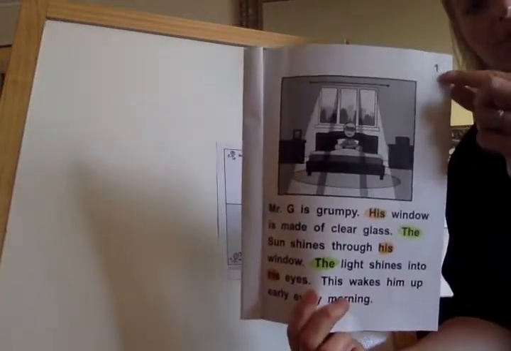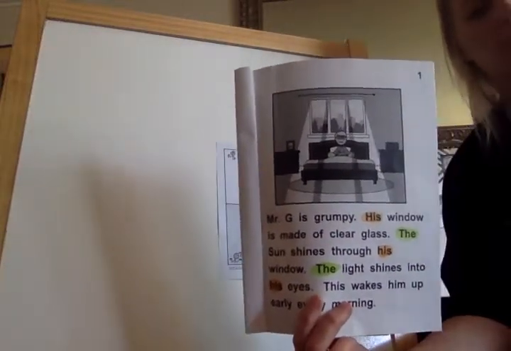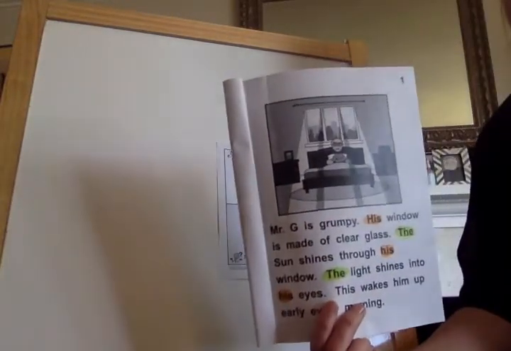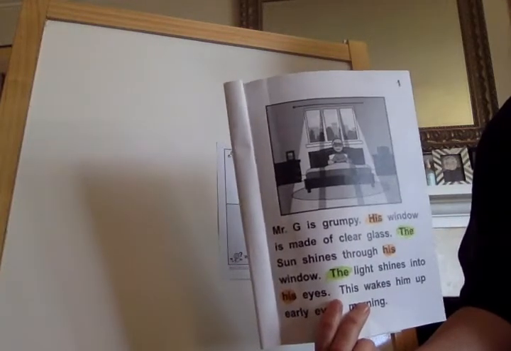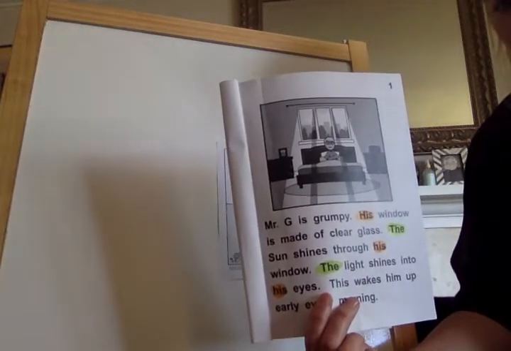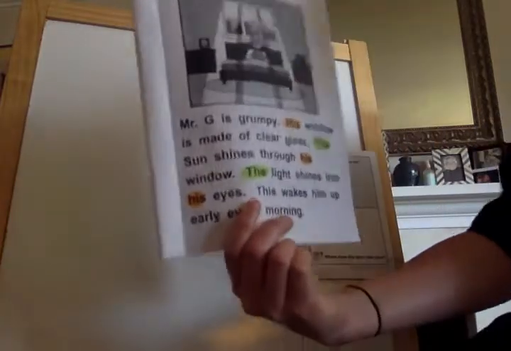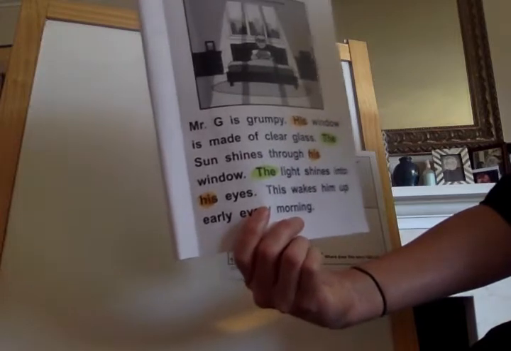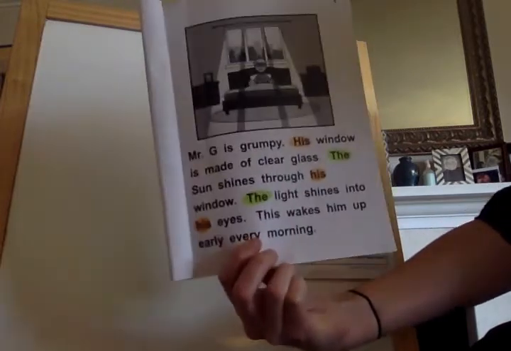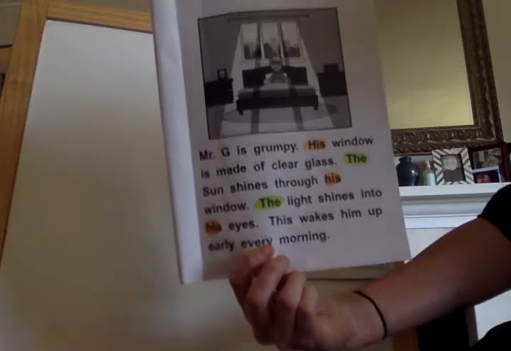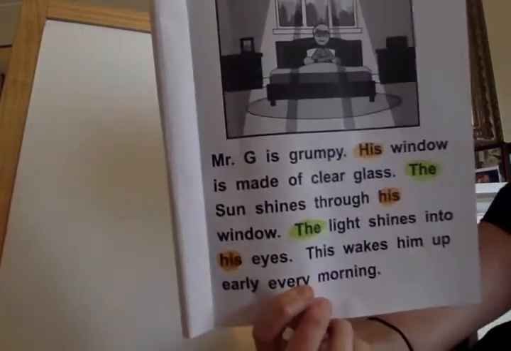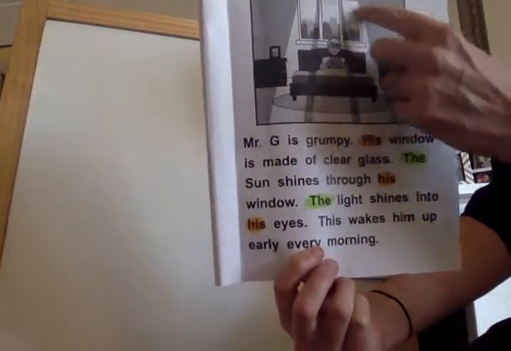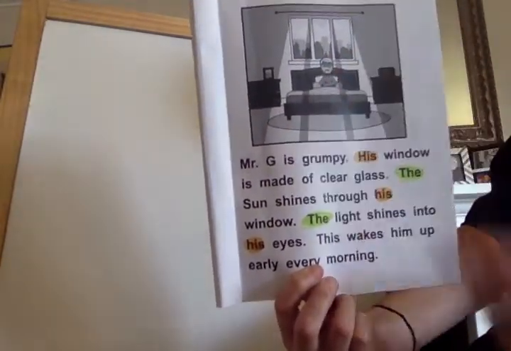Okay, find page 1. Mr. G is grumpy. His window is made of clear glass. The sun shines through his window, and the light shines into his eyes. This wakes him up every morning. So this is the problem. He's grumpy because every morning the sun comes through his window and gets in his eyes and wakes him up.